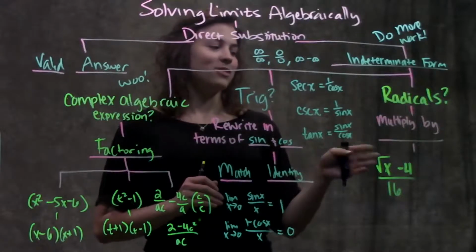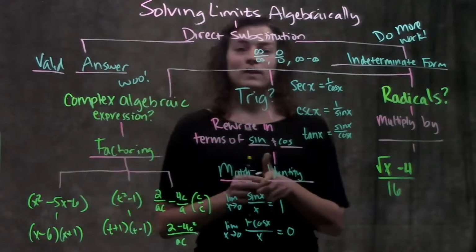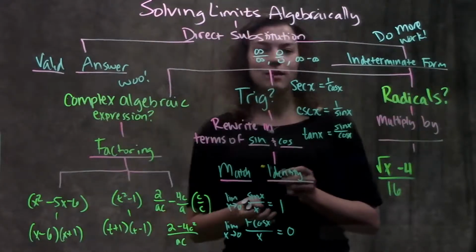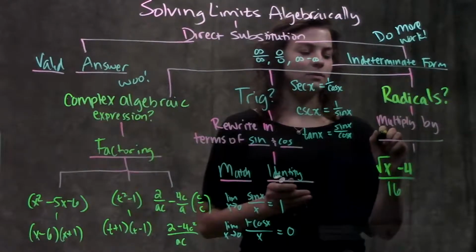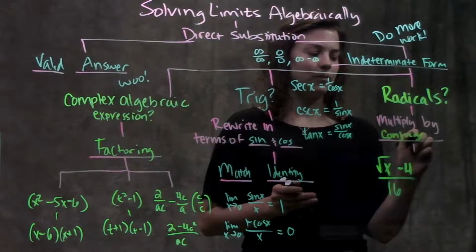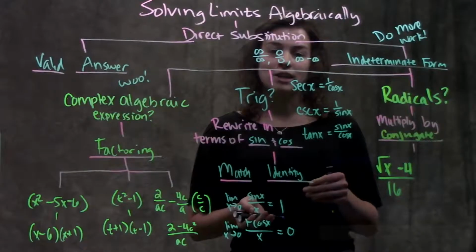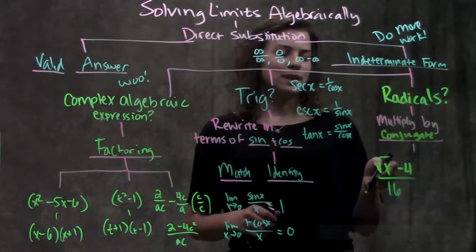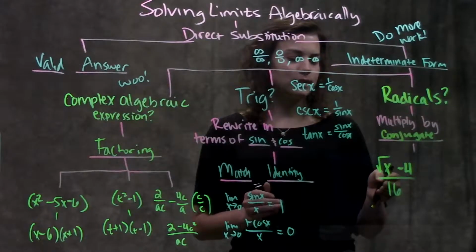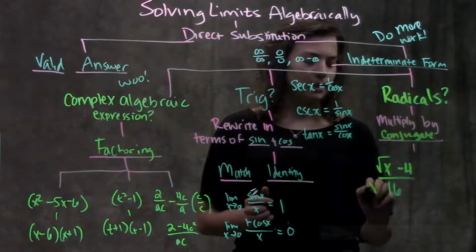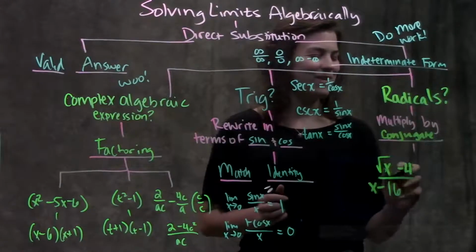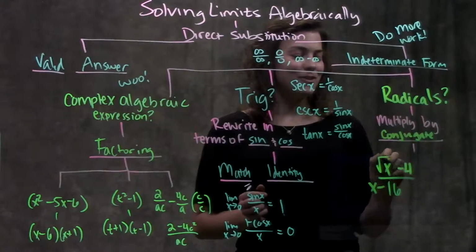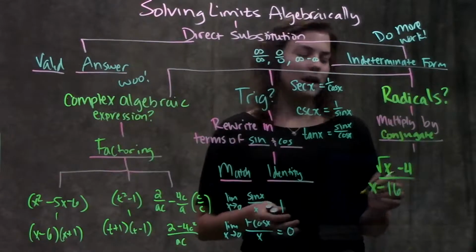Alright, third type of function we might see is one that involves radicals. Whenever you see a radical, first thing you want to think of is multiply by the conjugate. If you don't remember what the conjugate is, we're going to go through this example and hopefully it'll come back to you. So you have a function like this, rad x minus 4 over 16. Oops, this is supposed to be x minus 16. My bad. We see a radical, we're going to multiply by the conjugate.